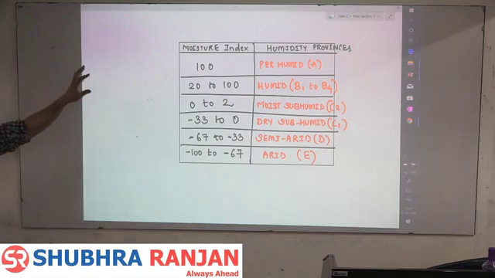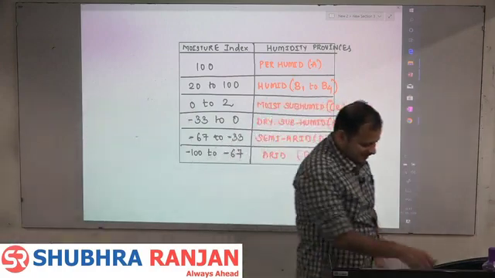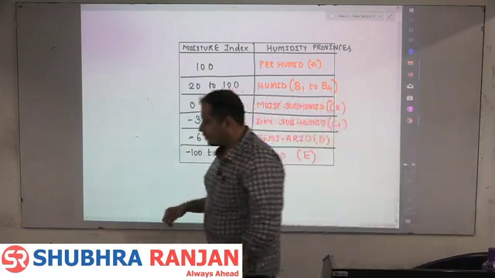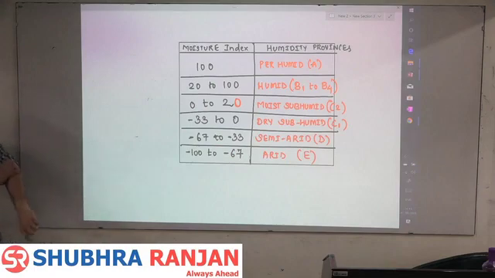100% moisture, perhumid. 20 to 100% humid, depending upon B1 to B4, separately. After that, 0 to 20 moist subhumid. After that, less than 0 moisture, dry subhumid. Sorry, 0 to 20. -67 to -33 semi-arid. -100 to -67 arid.